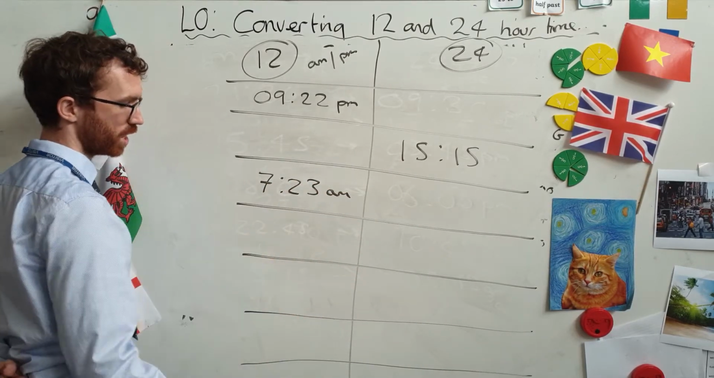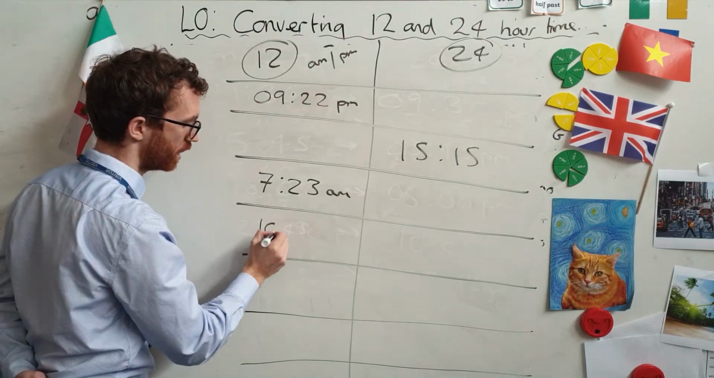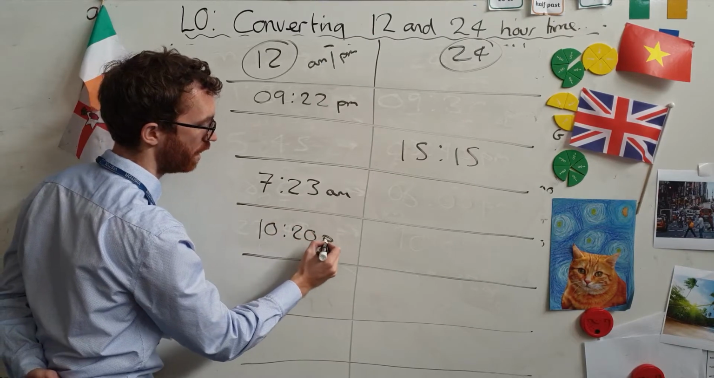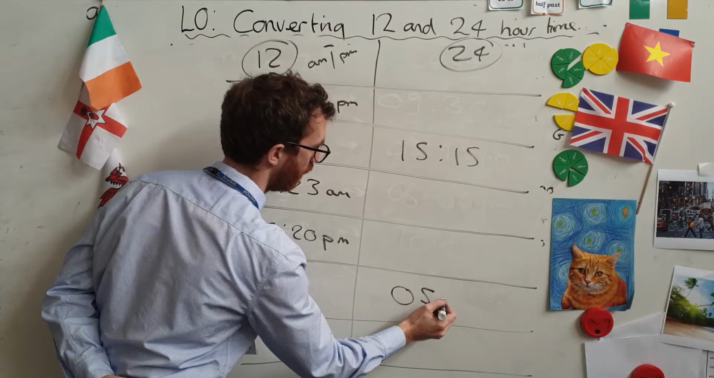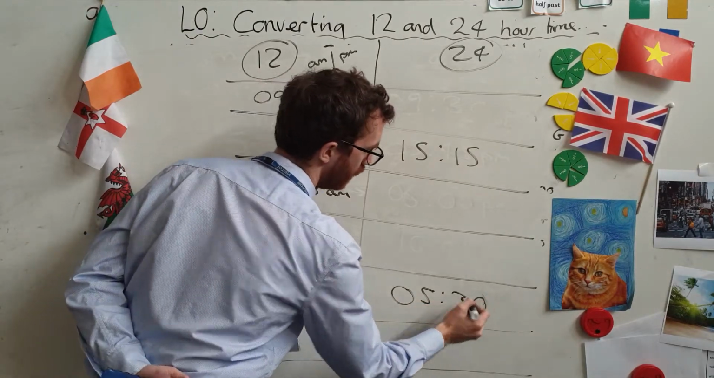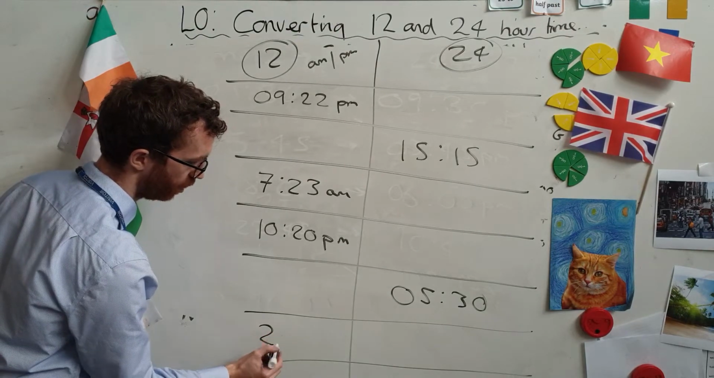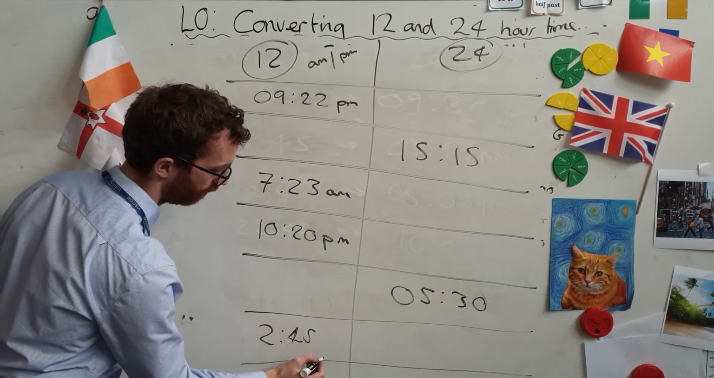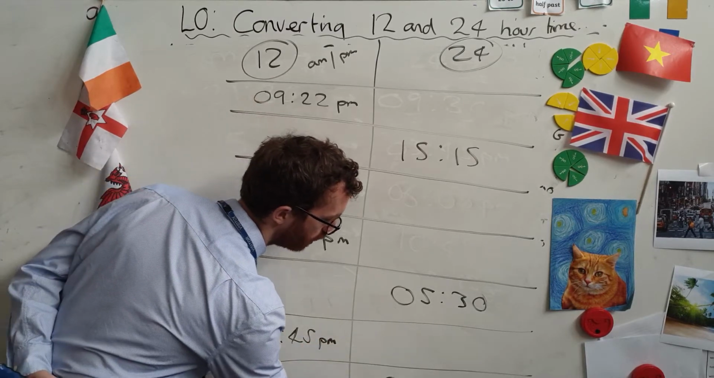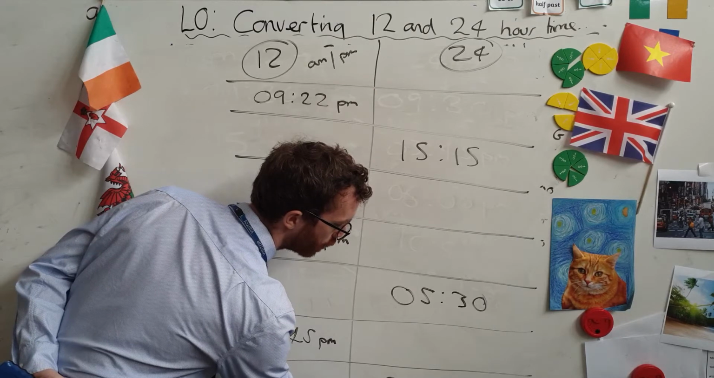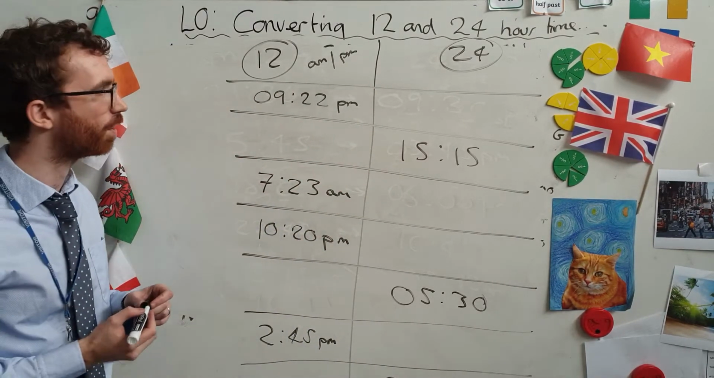I'm going to put another one on this side, so it's not just following a pattern. Let's have 10:20 PM. Let's have a 24-hour time here. Let's have 5:30. Let's have two more. We'll have 2:45 PM. And here we'll have 23 o'clock. Let's try and work out what 23 o'clock is. Okay, hope you can see the bottom one, don't worry if not.